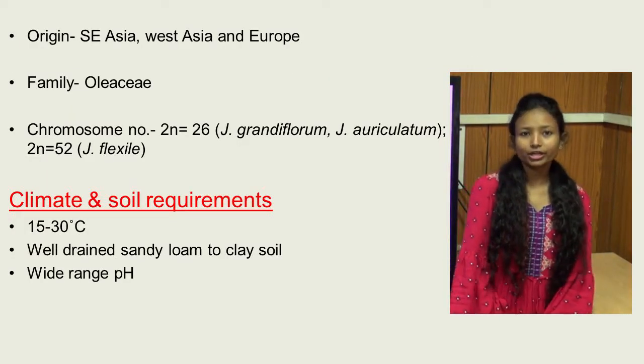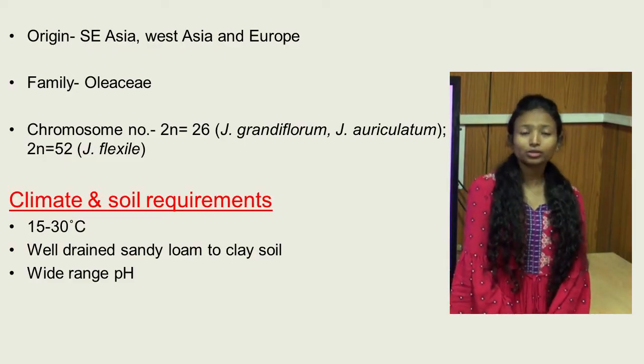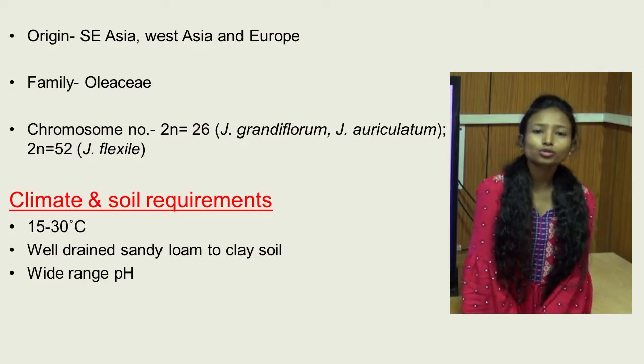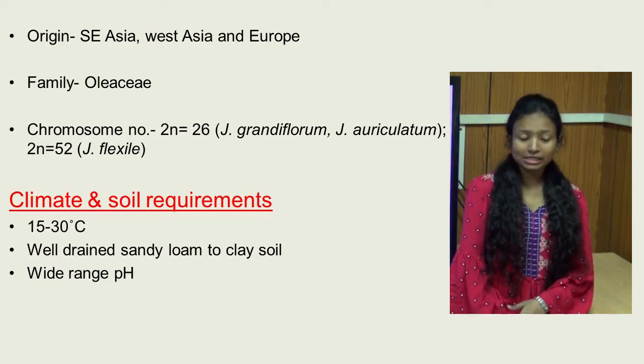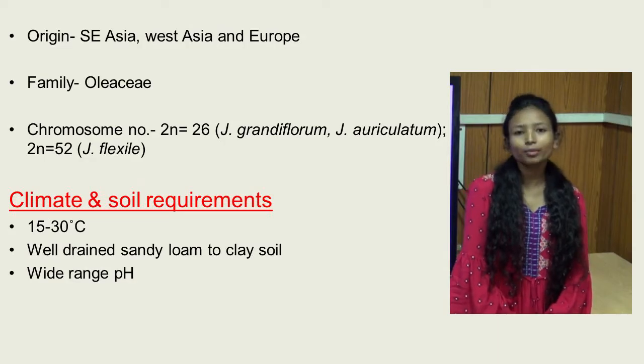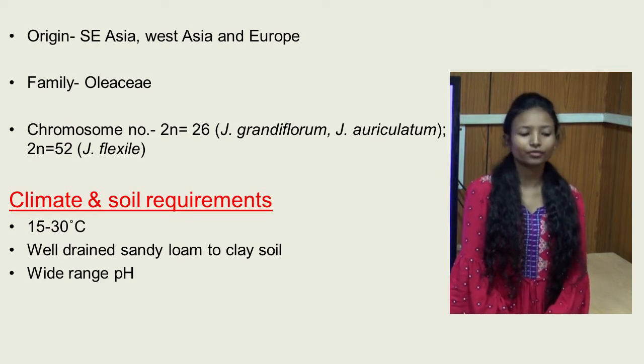Jasmine has originated from Southeast Asia, West Asia and Europe. It belongs to the family Oleaceae, and the chromosome number is 2n = 26 in the case of diploid species such as Jasminum grandiflorum and auriculatum, but in the case of tetraploid species like Jasminum flexile, the chromosome number is 2n = 52.